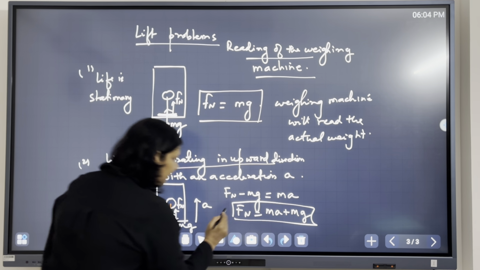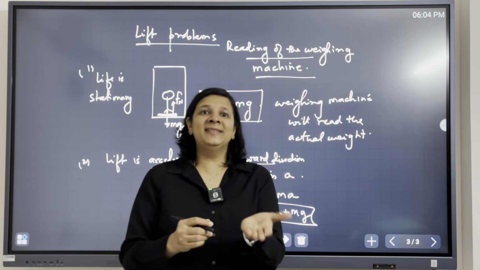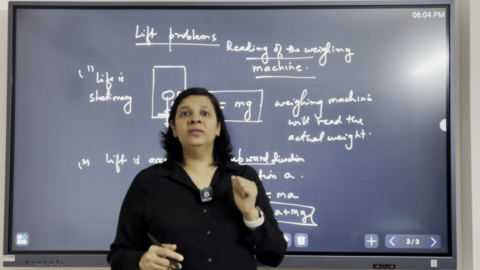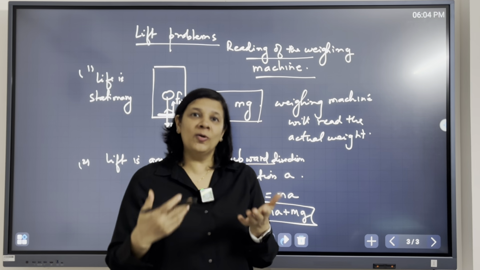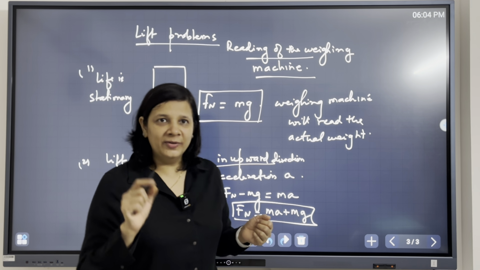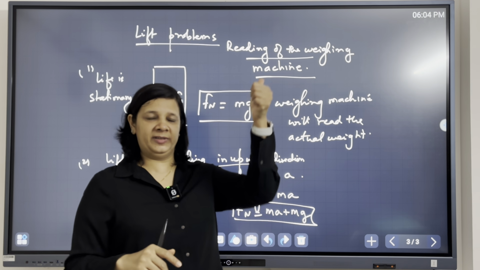Okay? When the lift is accelerating upwards, then the weighing machine is exerting more force on the person. The apparent weight or the normal force will increase. So the weighing machine will read more when the lift is accelerating upwards.